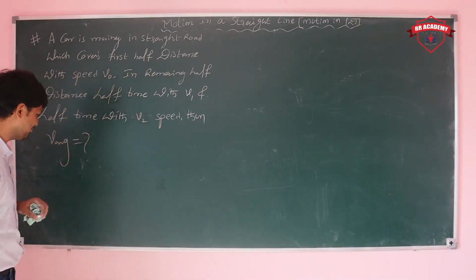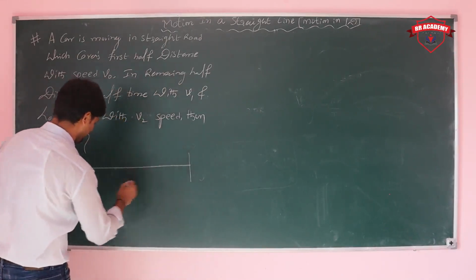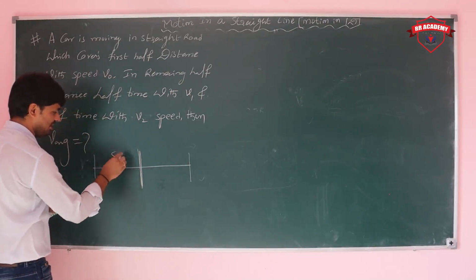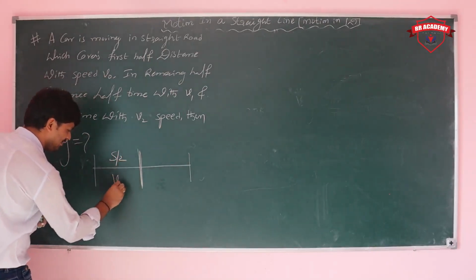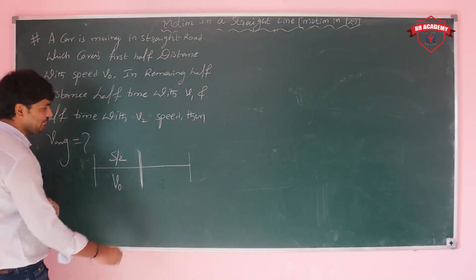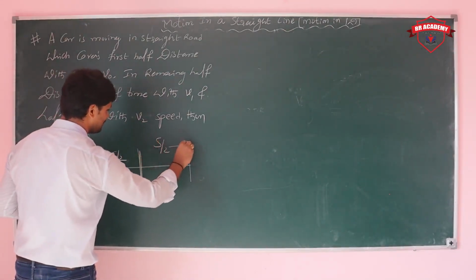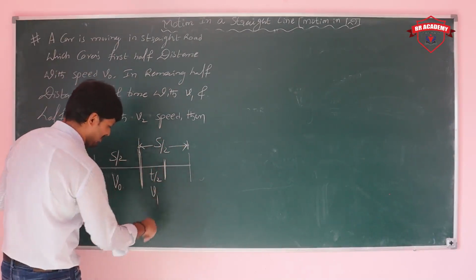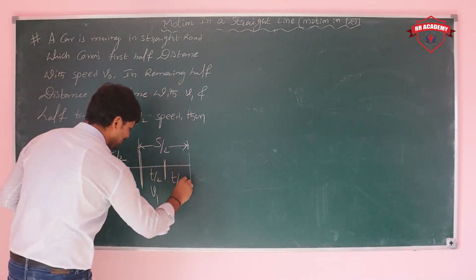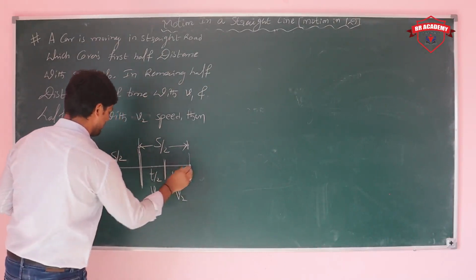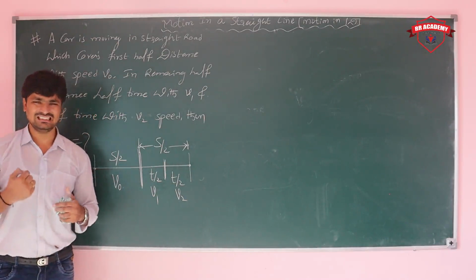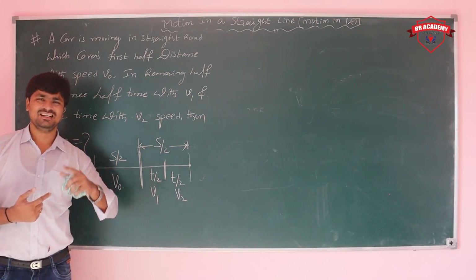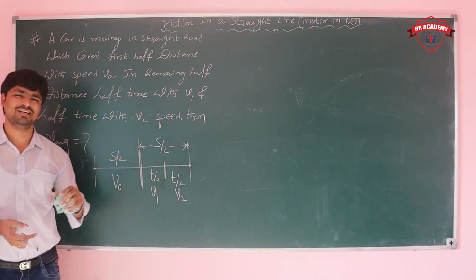First of all, try to draw that situation. The first half distance with a speed v0. In the remaining half distance, half the time with the v1 speed, half the time with the v2 speed. Then what about the average speed? Simple. This is the combination of distance average speed and time average speed.